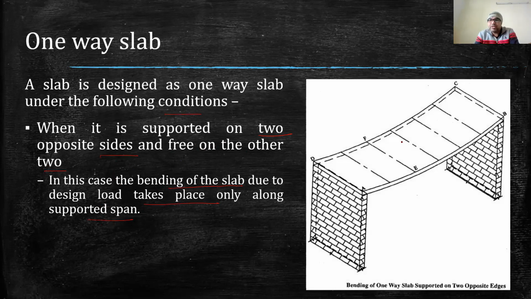Yes. So in that case, you can see this slab is supported only along these two ends, this and this. And therefore, bending will always occur along this span only. It will never occur along this span because the support is already present. So therefore, this kind of slab will be designed as a one-way slab.